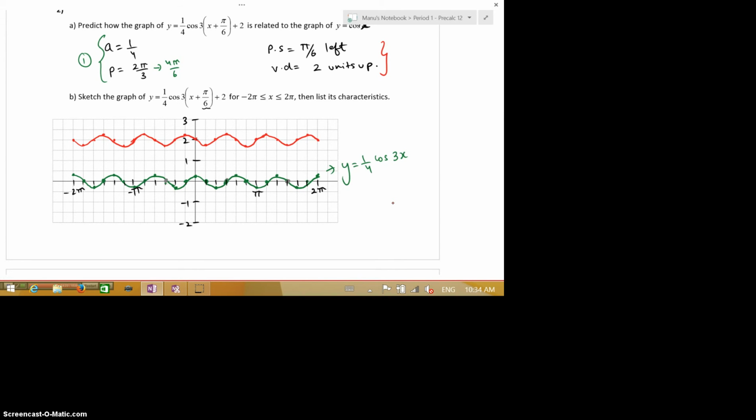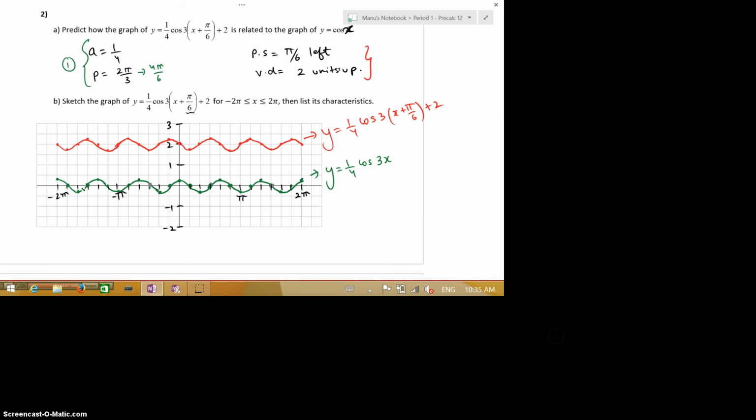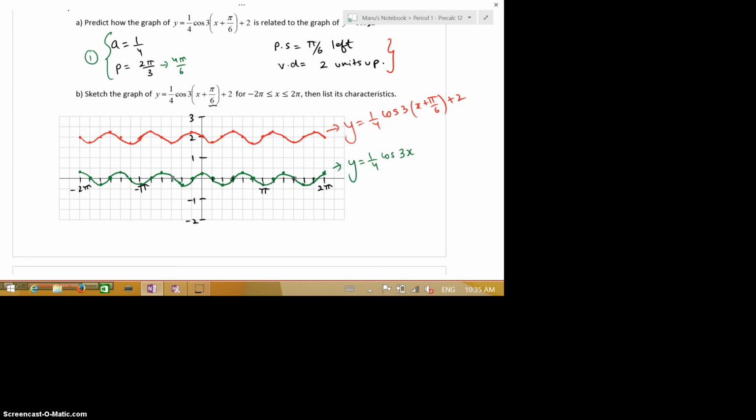So that's the graph that we end up with. That's going to be the graph of our transformed function y equals 1/4 cosine (3x plus pi over 6) plus 2. Are we okay with that?